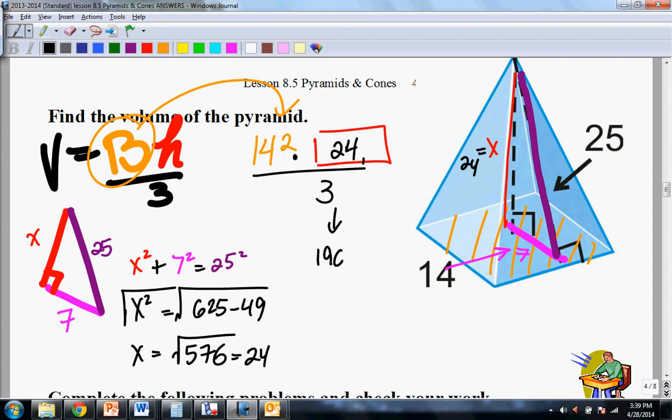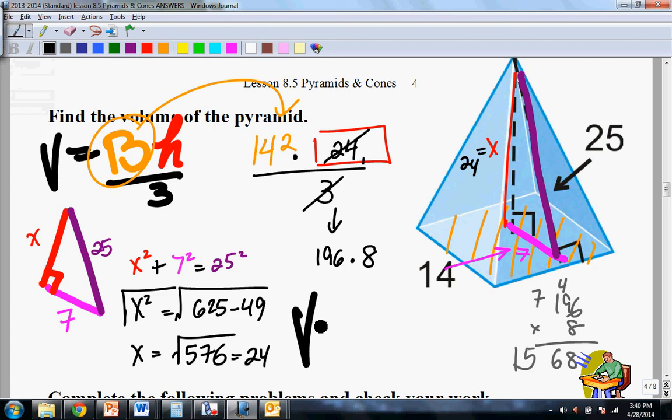So let's bring this down. 14 times 14 is 196. 3 goes into 24 8 times. So to find the volume, we're simply going to do 196 times 8. Volume equals 1,568 units cubed. That's for volume of a cone.